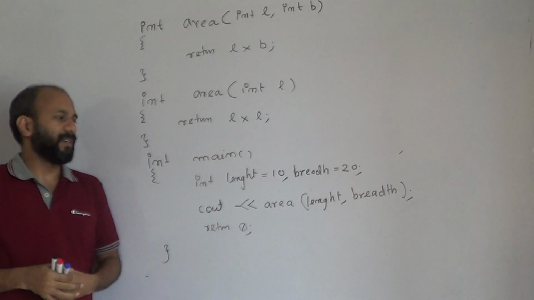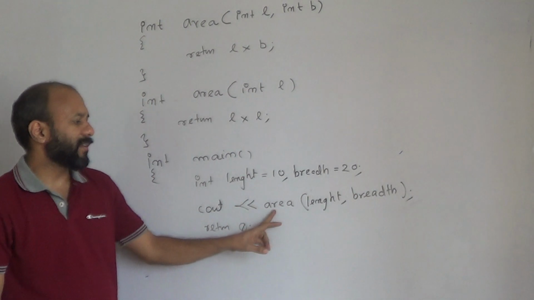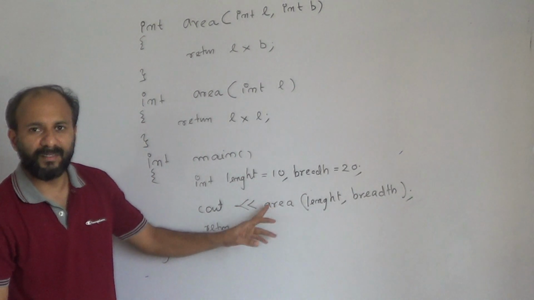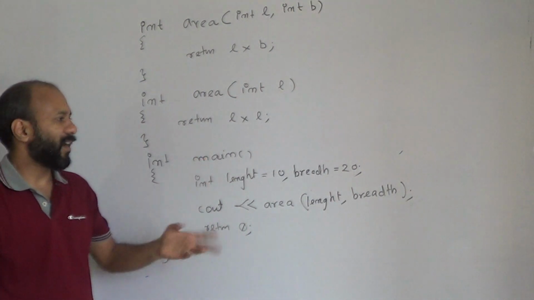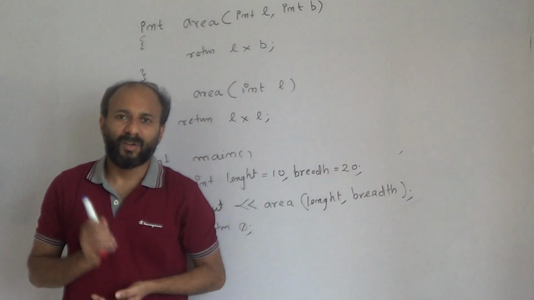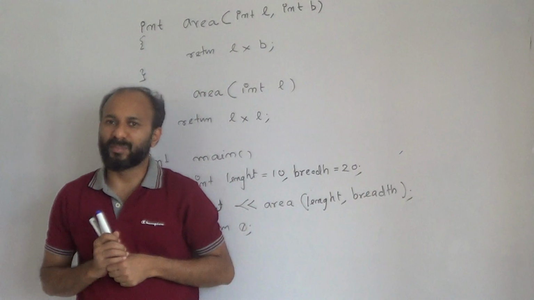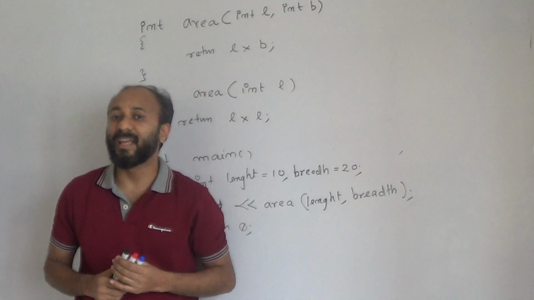Now the question is how the compiler identifies which function is supposed to be called without any ambiguities. For that we have to discuss another concept, that is name mangling.